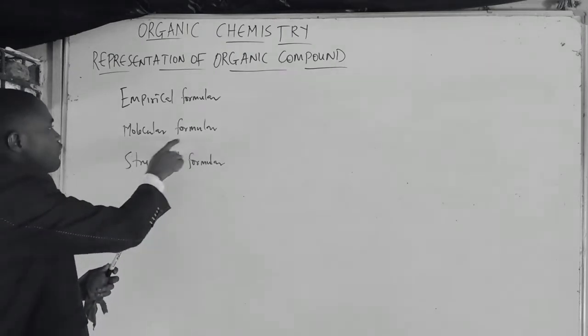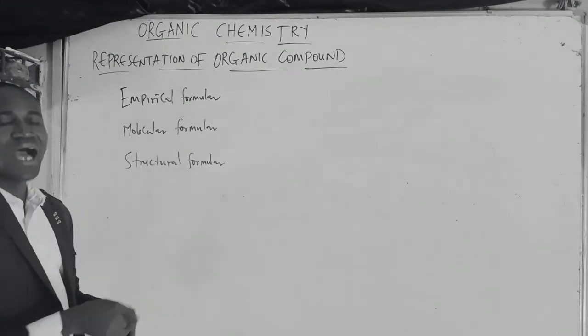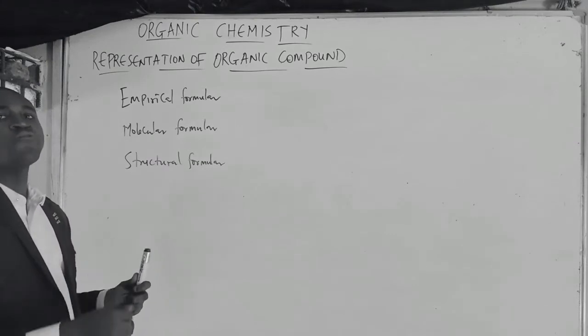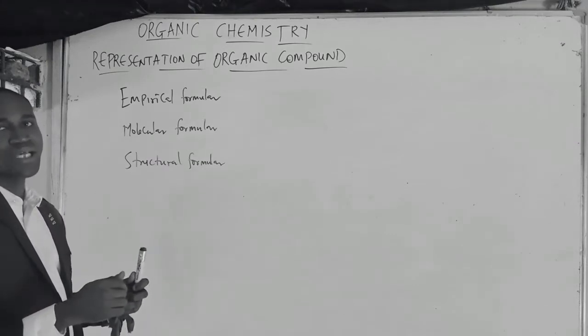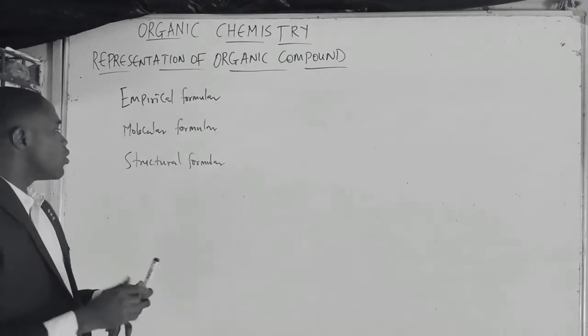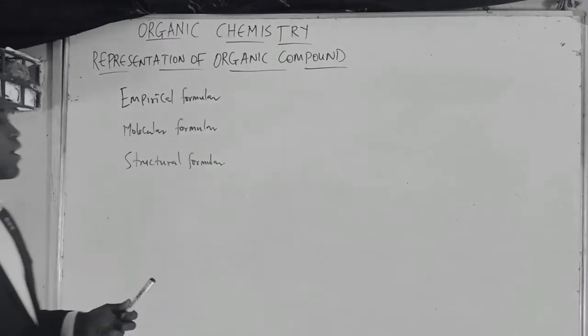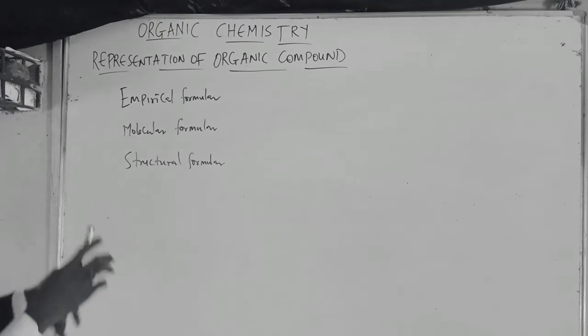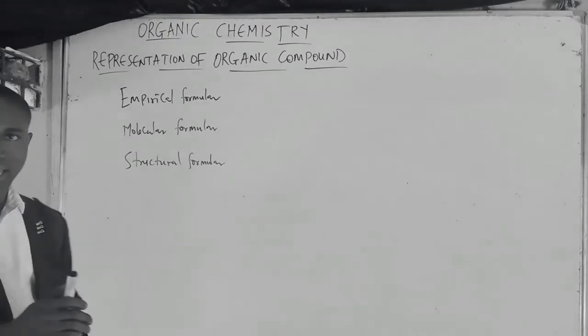Now, molecular formula is defined as the actual formula that shows the ratio of atoms of elements present in that organic compound. While structural formula is a formula that shows how the atoms of that compound are being bonded together.